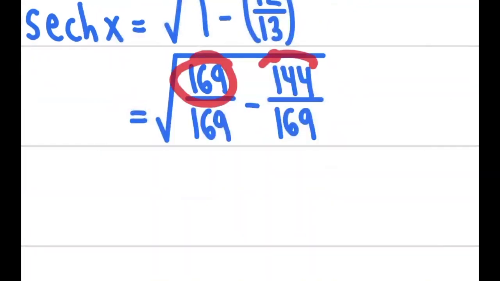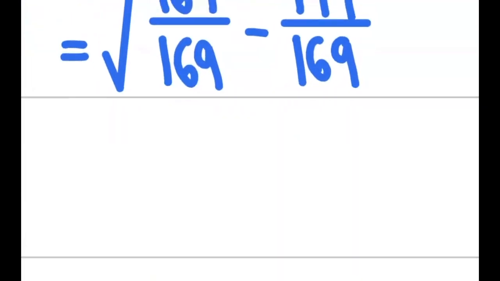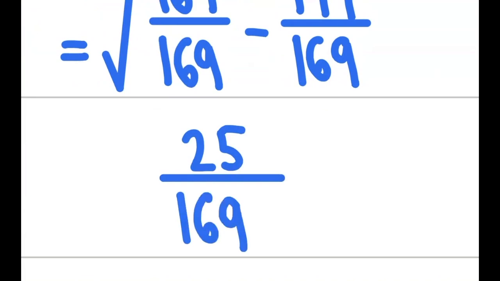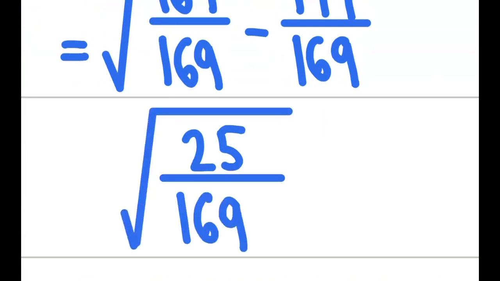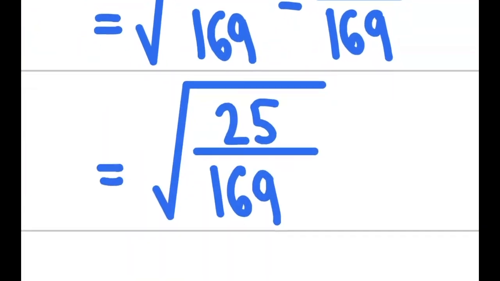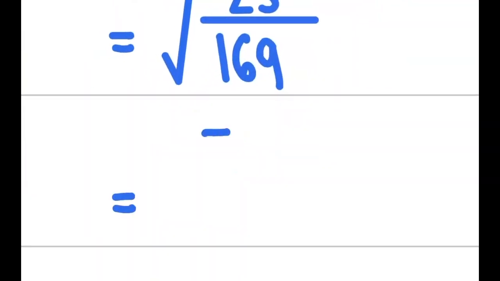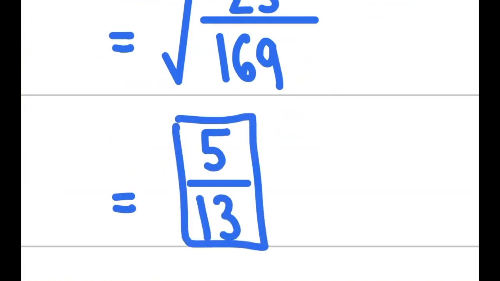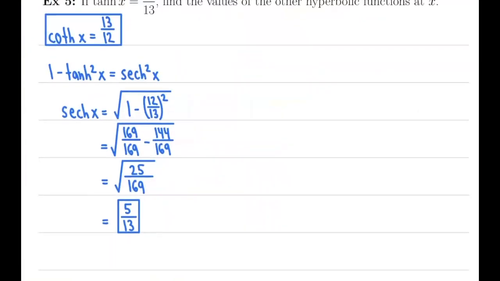So 169 minus 144, that's 25. So you're left with the square root of 25 over 169. The square root of all that, and that's going to be 5 over 13. Exactly. Square root of 25 is 5. Square root of 169 is 13. So that's sech.